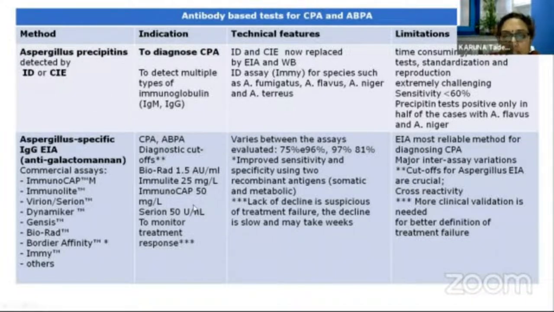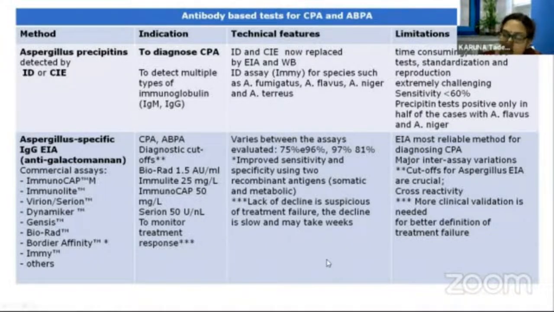So actually, you don't get a very good fall, and you can suspect in those cases that there is a treatment failure. So it is helpful for monitoring the cases. Serion is very helpful in the prognosis of the patient, if you are finding that the titers are not falling and not declining. So it gives you a clue of treatment failure.